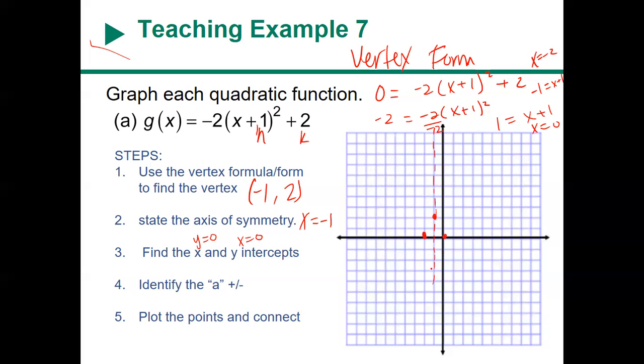And then you're going to decide, is it a positive or a negative? Well, based on connection, this has to be a negative, and based on my A, it is a negative. Okay. And then you connect the points and sketchy sketch. And there you go.